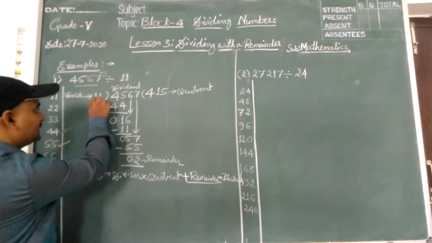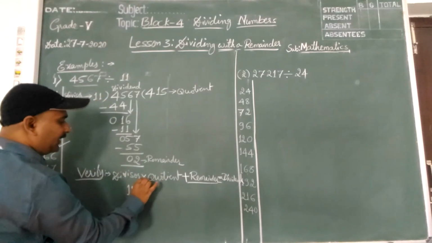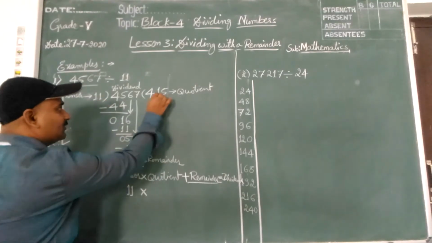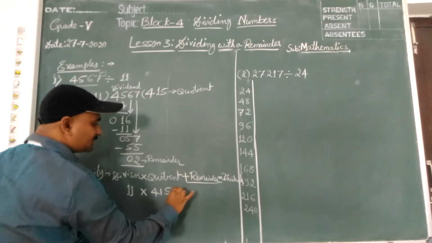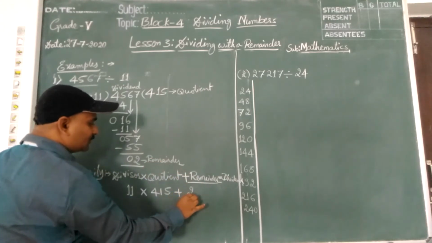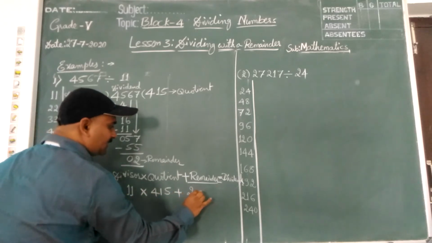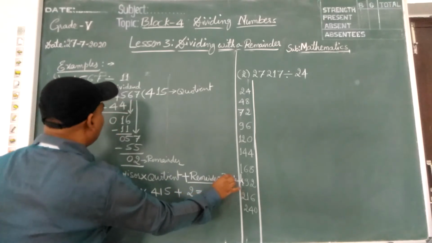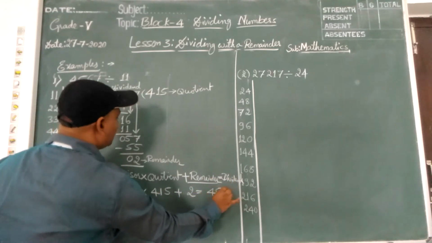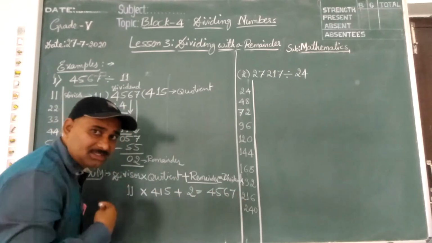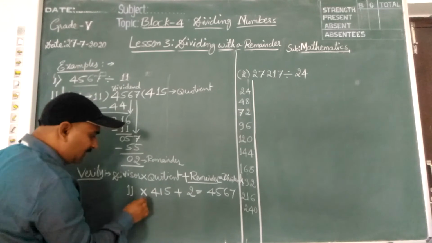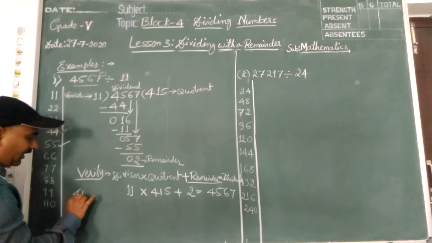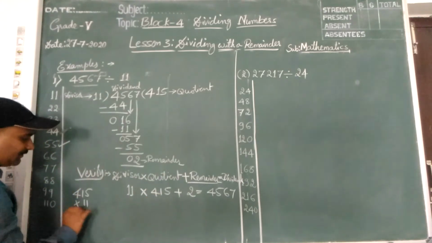Divisor is how much? 11 into quotient is how much? 415 plus remainder is how much? 2. If I do all this, I should get what? Dividend. I should get this answer. Let us simplify and check whether we will get this or not. Multiply 415 into 11.